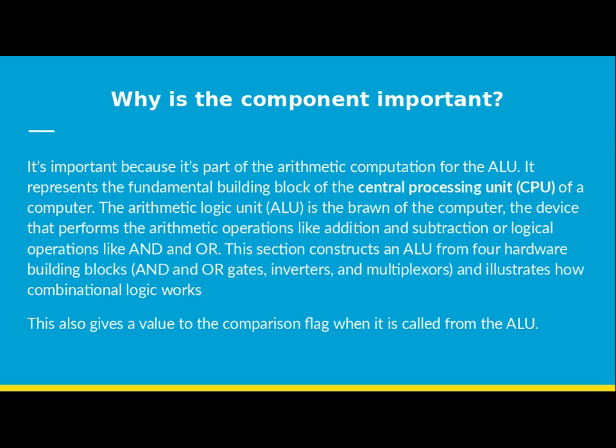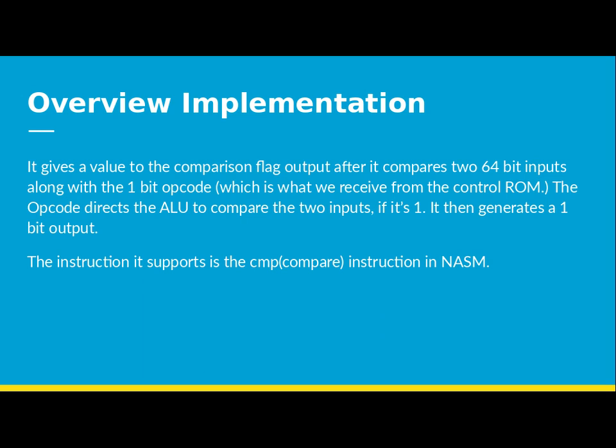How the equals ties into that is that it receives an input from the ALU and gives the value from the comparison flag. Okay, so the ALU receives two 64-bit inputs, and it receives the control ROM's 1-bit opcode. And if it's 1, then it does a compare and sends that to the comparison flag.